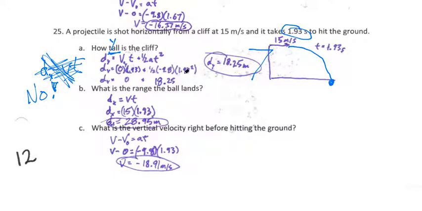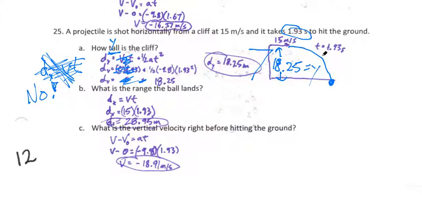1.93 squared times negative 4.9 plus 0 over here. And again, we don't even really need this part of the equation. It ends up giving us 18.25 meters. So that's how tall this cliff is. It's 18.25 meters going up and down, or again in the y direction.